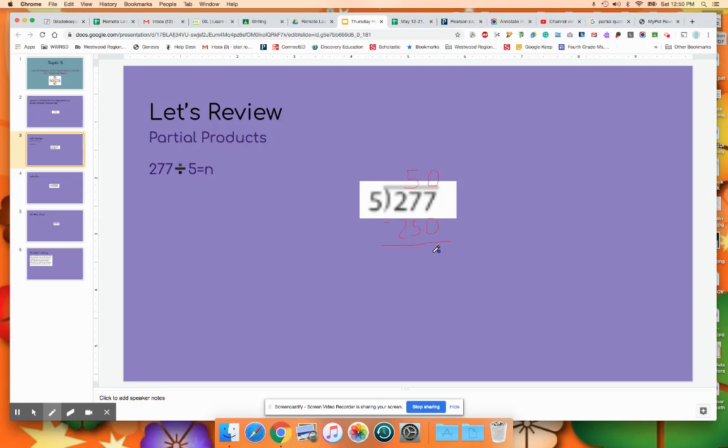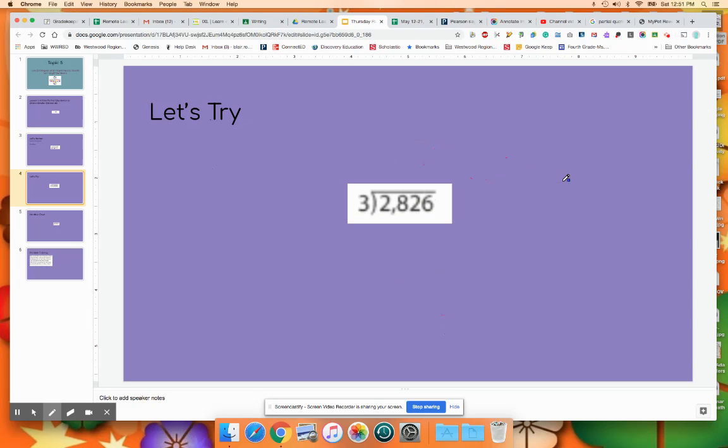Let's subtract. 27. 5 goes into 27 5 times. That gets me to 25. And if I subtract, I have 2. Okay, so I do have a remainder here. I'm going to box this up. 50 plus 5 gives me 55 with a remainder of 2. All right, let's try another one.